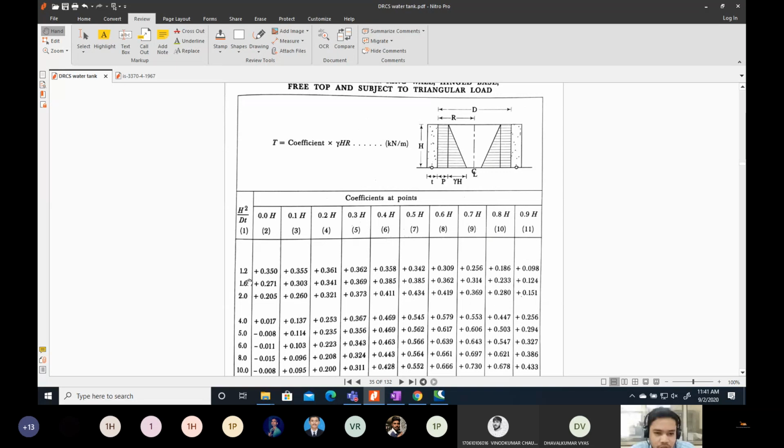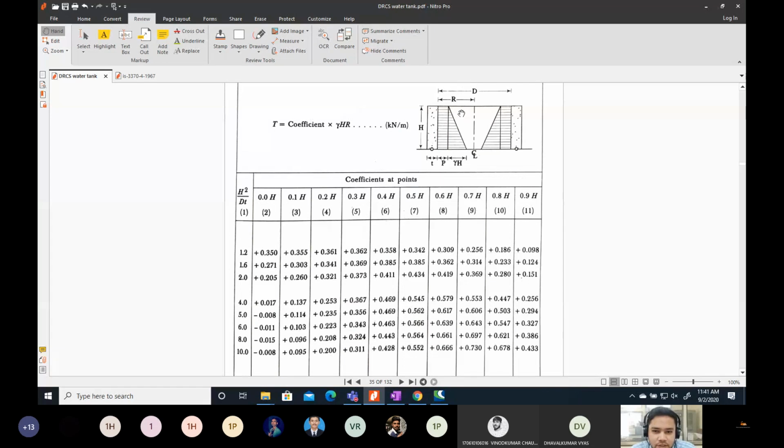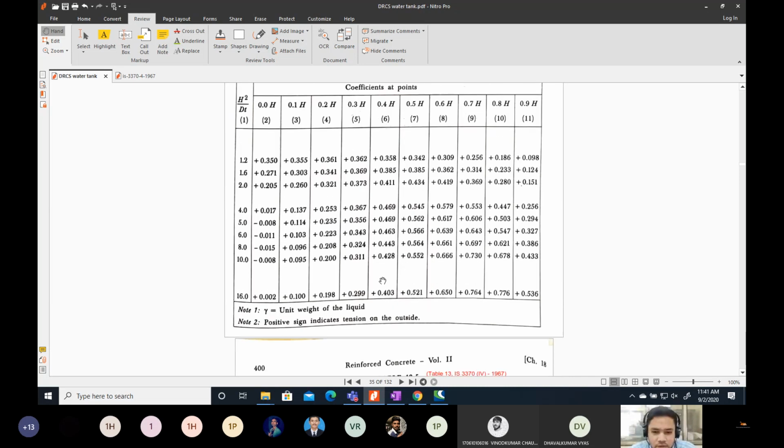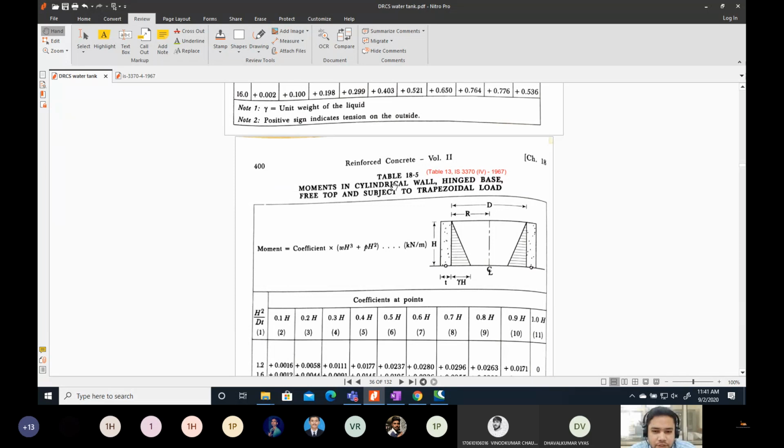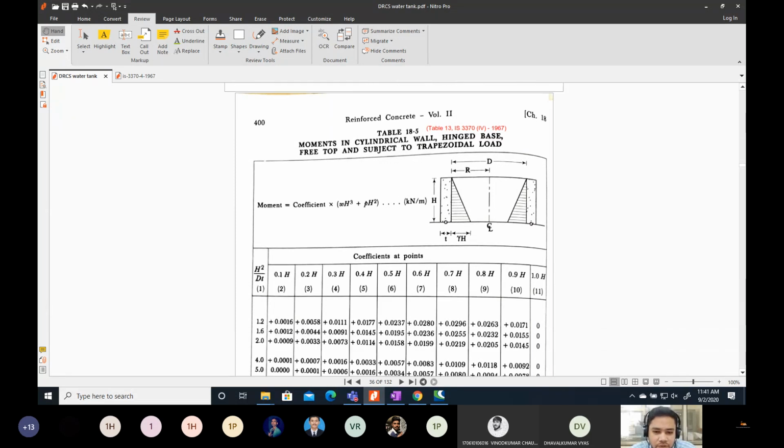Now for h square by dt, again you have different coefficients. You can find the tension by multiplying this coefficient with the factor gamma h into r, where r is the radius, or we can say half the diameter. Similarly, the moments for a hinged base are given in table 13, which are reproduced here.